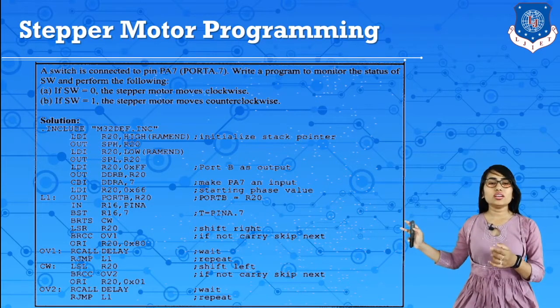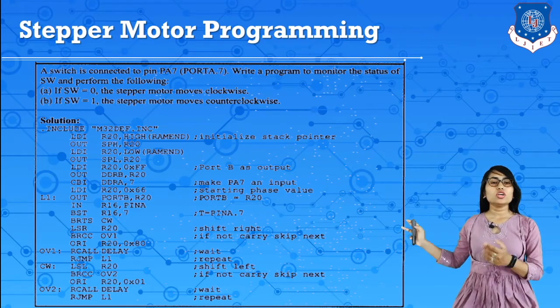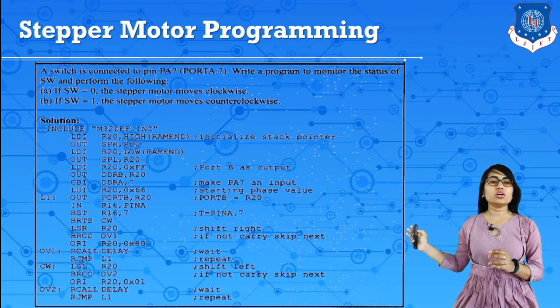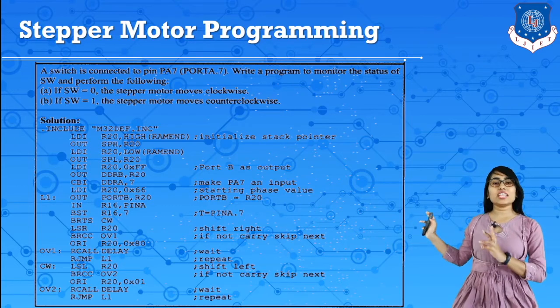So here this pin can be set like this, CBI DDRA, 7. So this makes PA7 an input. Okay, DDRA, so it makes an input pin, clear bits. Okay, so clear bits immediately. Then LDI R20, 0x66. Now this is a starting phase value.